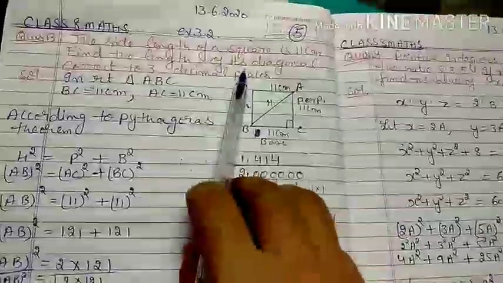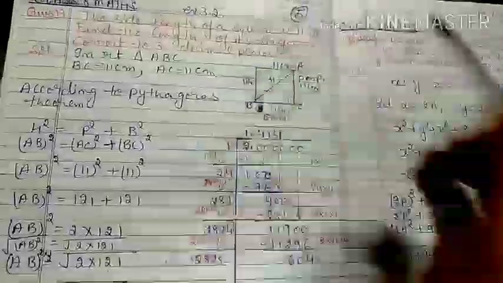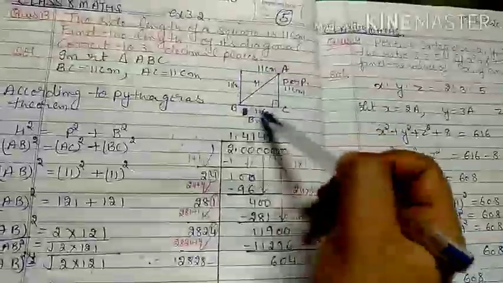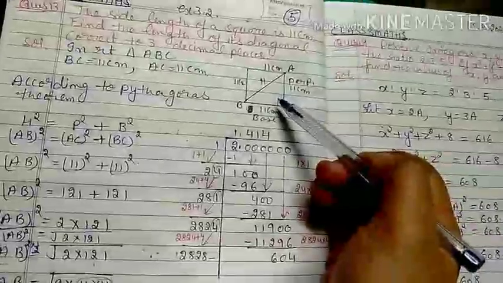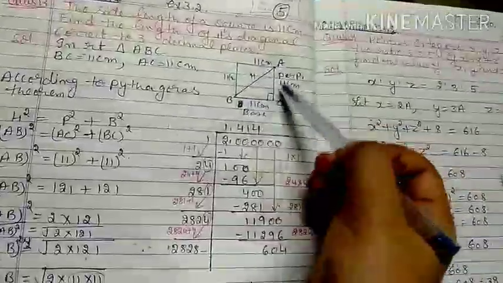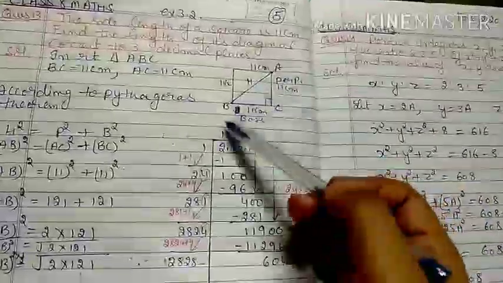Now the next question is: the side length of a square is 11 centimeters. Find the length of its diagonal correct to 3 decimal places. Here one square is given to you, and we know very well that all sides of a square are the same, so 11 centimeters is the side of the square, and you have to find the length of the diagonal.